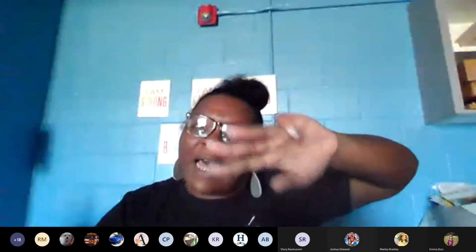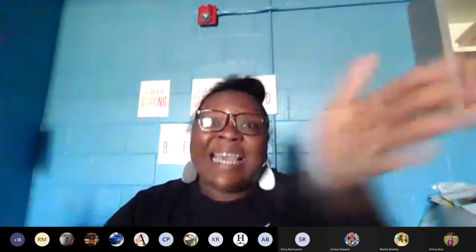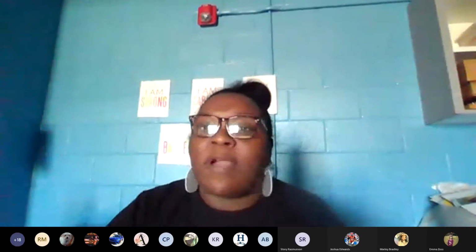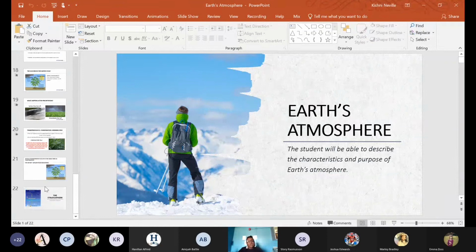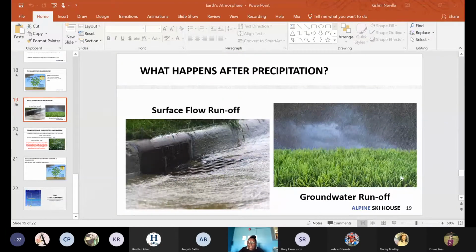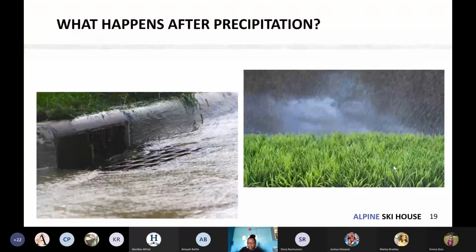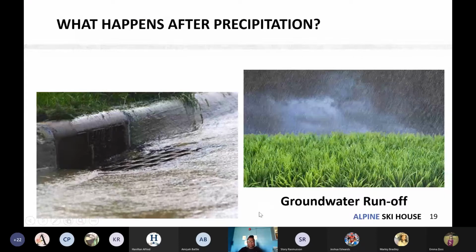And remember, yesterday we learned about evaporation, condensation, and precipitation in that order. Evaporation happens first, condensation second, precipitation third. And where we're going to pick up on our notes today is what happens after precipitation.